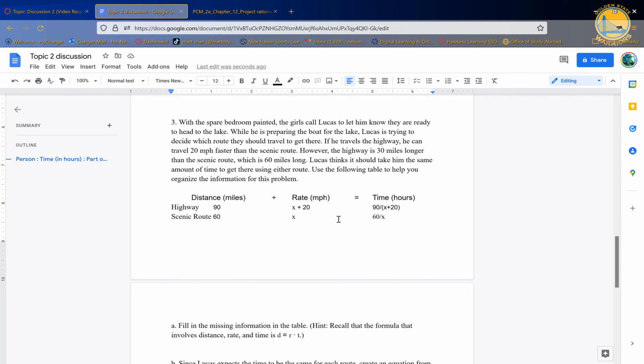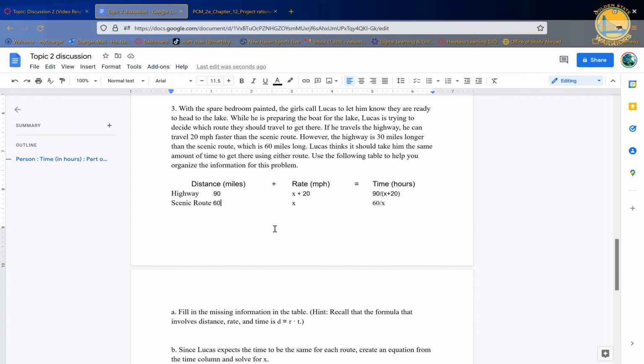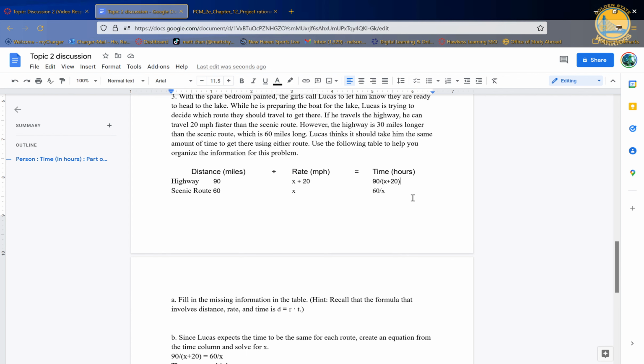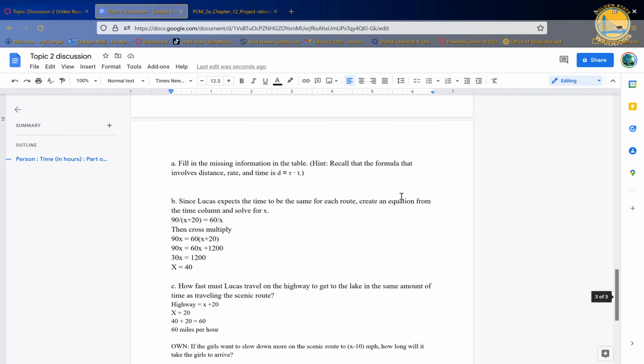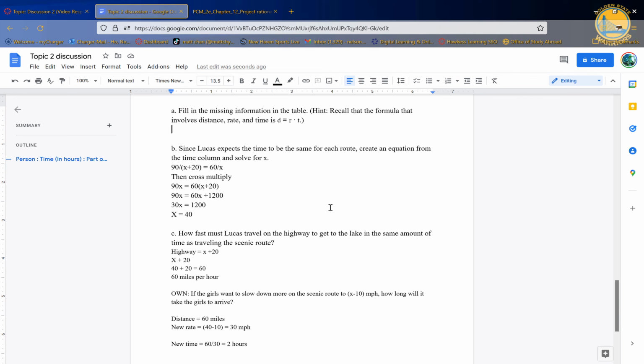So, for both, we have distance, which is one for highway and one for scenic route. The distance for the highway is 90, while the scenic route is 60. And so here, the rate for the highway was x plus 20. So it's 20 miles per hour faster. And then for the rate for the other one, it's just x. And for time in hours, it'd be 90 over x plus 20. And the other one's 60 over x. Okay, that was A.